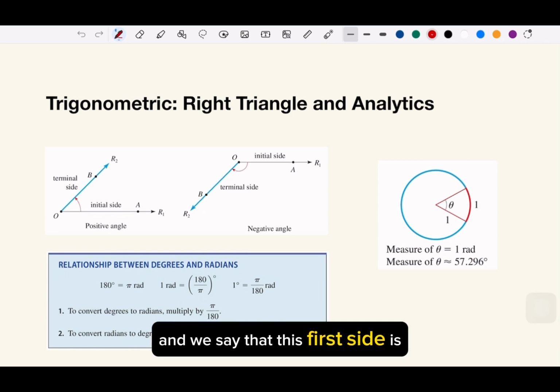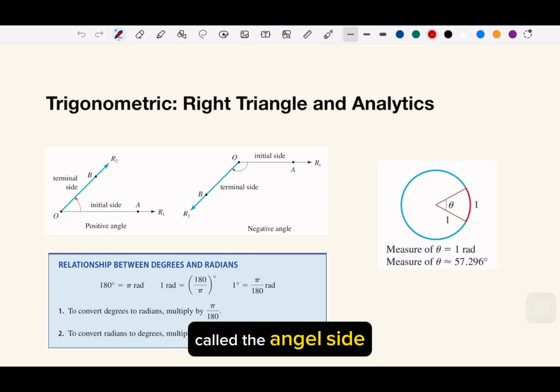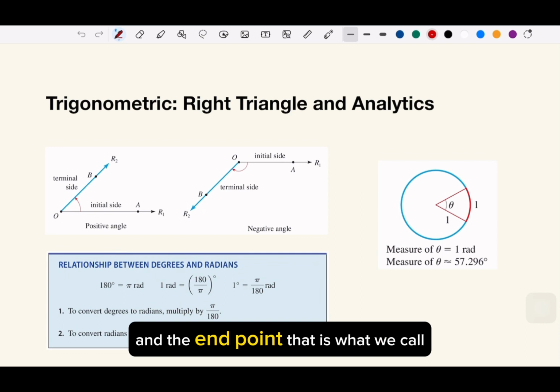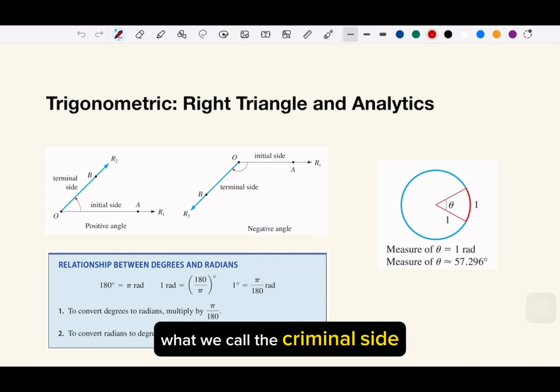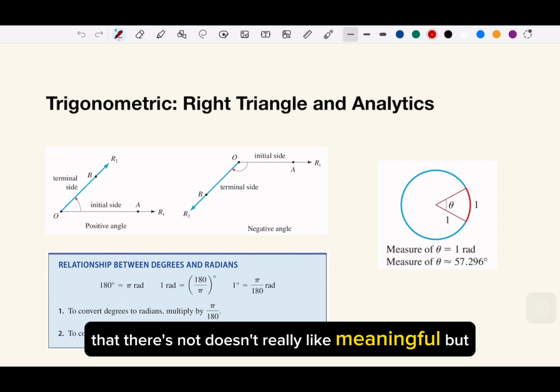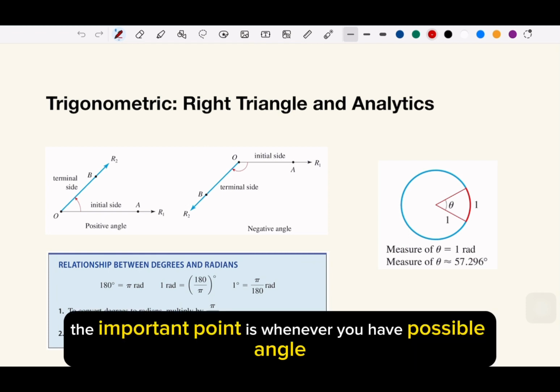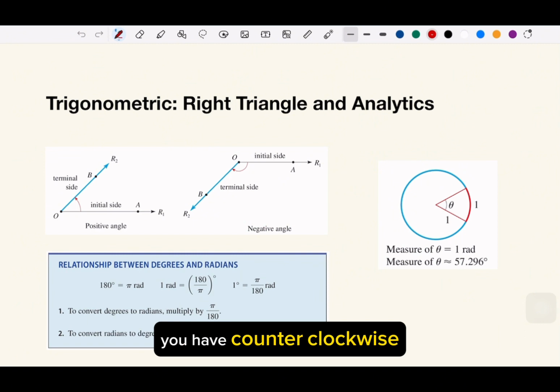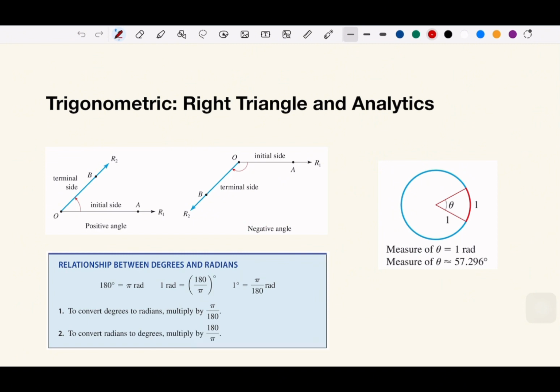And we say that this first side is called the initial side, okay? And the end point is what we call the terminal side. But that term isn't really meaningful. The important point is whenever you have a positive angle, you have counterclockwise. Negative angle, you have clockwise.